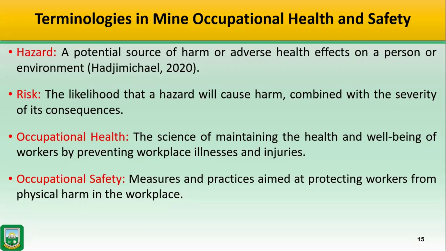So, for example, the risk of falling rocks in a mine depends on factors such as the frequency of rock fall, that is the likelihood, and then the potential injuries they could cause, that is the severity. Then let's come to occupational health. Occupational health refers to the branch of public health which is focused on preventing and managing workplace-related illness and ensuring the physical and mental well-being of the employees.